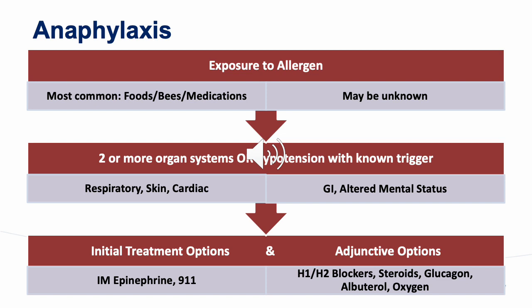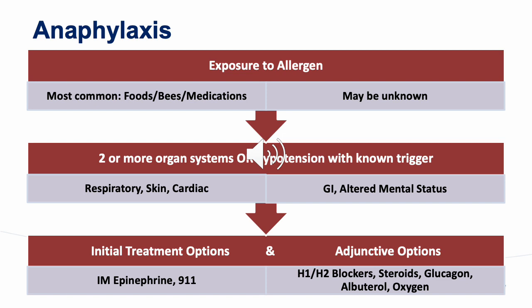All right, let's talk about anaphylaxis a little bit. Anaphylaxis occurs when exposure to an allergen leads to a specific reaction. Most common reactions are things like foods, bees, certain medications, though in many cases we don't know what the exposure of the allergen actually was. To be truly an anaphylactic reaction, we need to have 2 or more organ systems involved or hypotension, low blood pressure, with a known trigger.